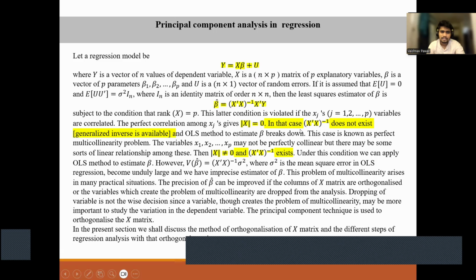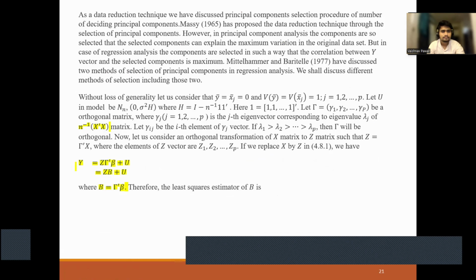In this case, multicollinearity is present so that the determinant of X'X is not equal to 0 but close to 0, so our regular inverse exists but is unstable. Then we have to take a transformation, or the orthogonalization of the X matrix, with different steps for regression analysis with the orthogonalized matrix to remove the multicollinearity problem. Now the original variables transform into components. These components are orthogonal. This is our orthogonal transformation.